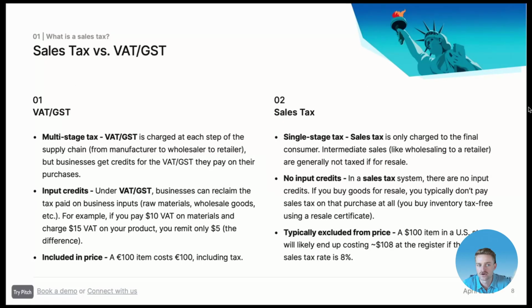So I do like to compare and contrast sales tax versus VAT and GST systems. VAT and GST are what we call multi-stage taxes, meaning that they apply at each stage in the supply chain, so from manufacturer to wholesaler and wholesaler to retailer and so on. In the US, that's not the case. It's what we call a single stage tax, meaning it's only charged on the final sale to the actual consumer of a good or service. Any sort of intermediate sales, whether you're a wholesaler, or if you're an input producer, are generally not taxed.